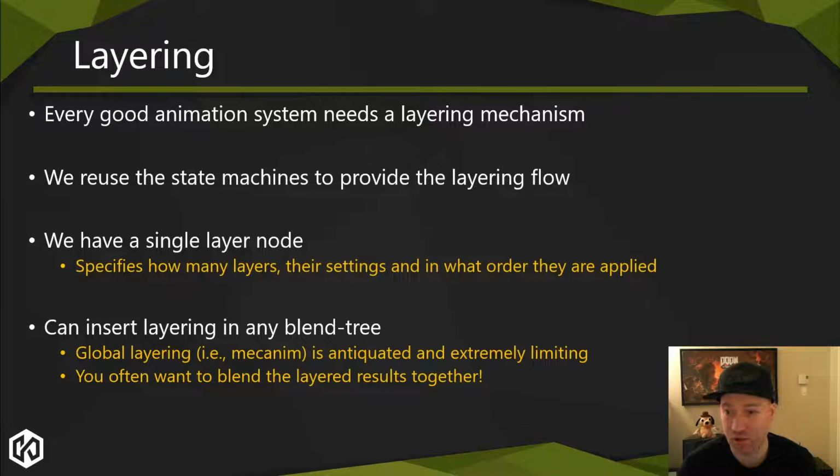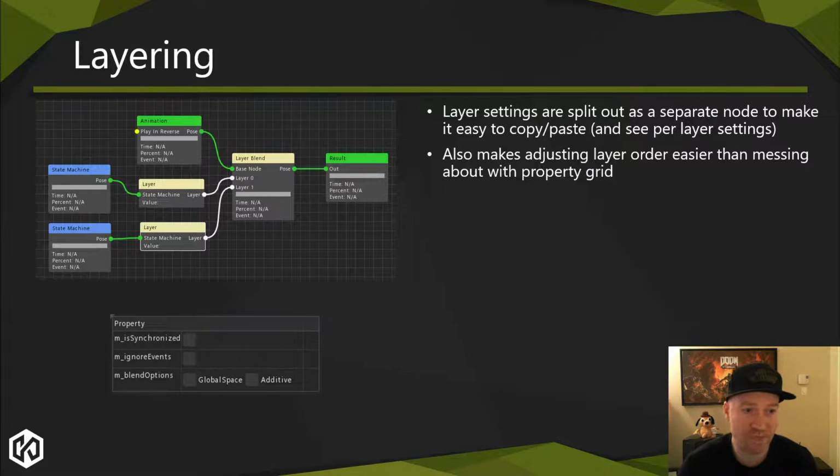Layering is done at a local level. It's not global to the graph. It's not like the graph has layers. Basically, once you see the UI, you'll know what I mean. For example, I might have an animation within this blend tree and I want to put something layered on top. So I just put in a layer blend and I stick in a layer with some state machines to say these are the two layers.